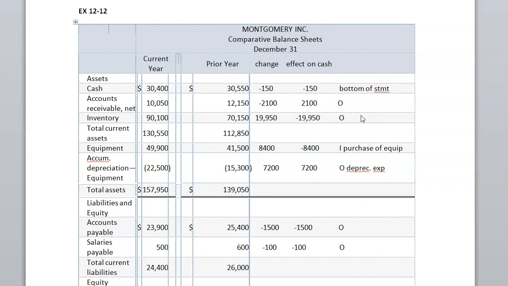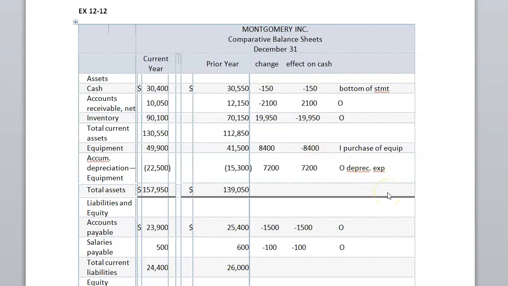On our equipment, that's an investment. It increased by $8,400, and we're told in the problem that that was purchased for cash. So it's going to be a negative effect on cash. We used our cash to purchase the equipment, and that's going to be in the investing section. Accumulated depreciation went up, increased by $7,200. That was due to depreciation expense. So it's going to be added in the operating section.